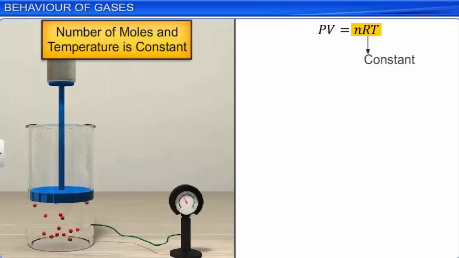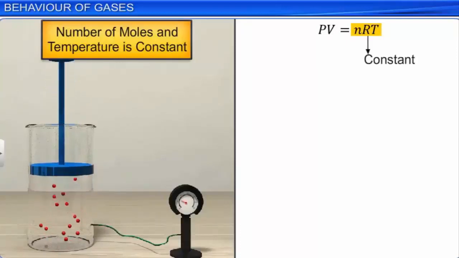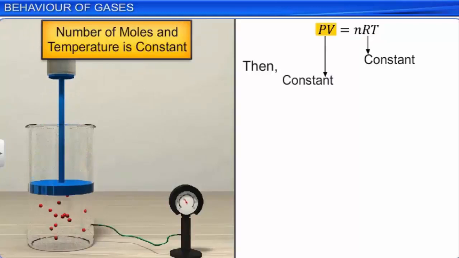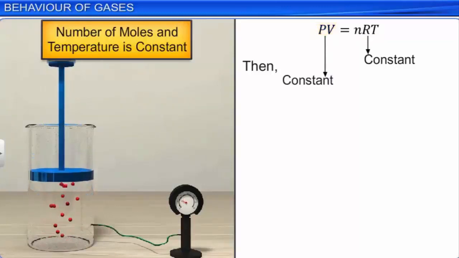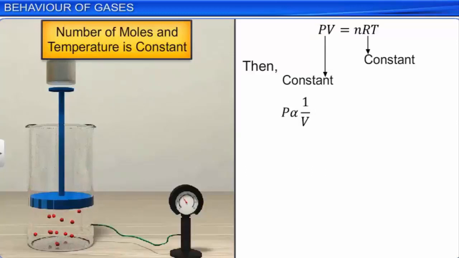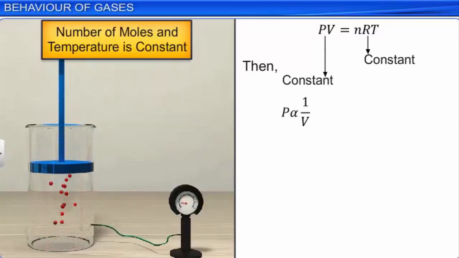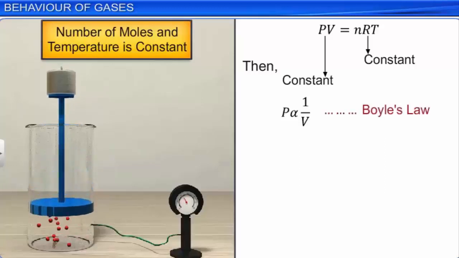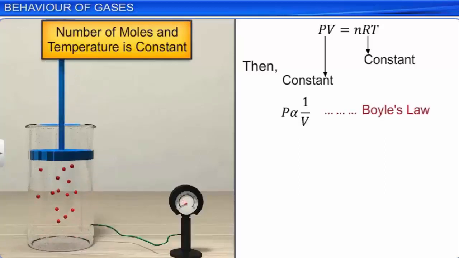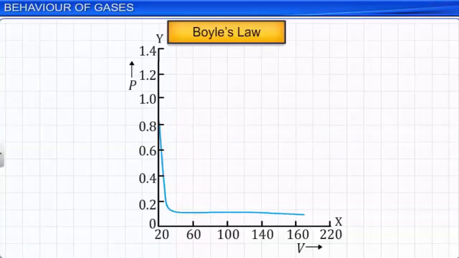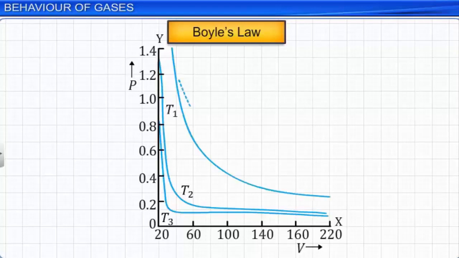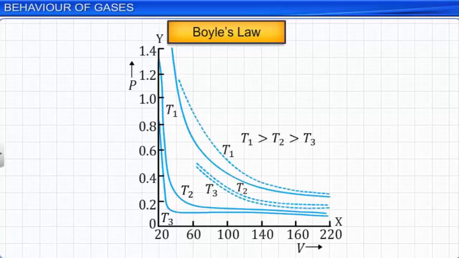If the number of moles and temperature is constant in the ideal gas equation, then PV is constant. That is, for a given mass of gas at a constant temperature, pressure is inversely proportional to its volume. This is called Boyle's law. According to Boyle's law, the graph between pressure versus volume is shown in the figure. Boyle's law is also satisfied at high temperatures and low pressures.